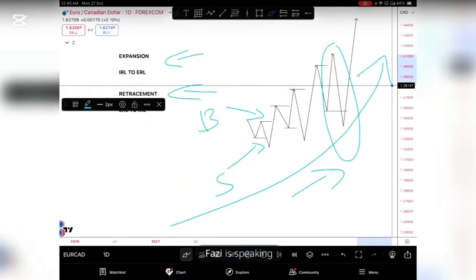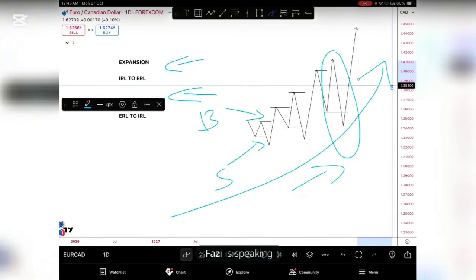We have two types of opportunities: a buying opportunity and a selling opportunity. In a bullish environment, when we are looking for buys, that type of move we call an expansion move, after taking the internal range liquidity. In a bullish environment, when we are looking for sells, that type of move we call a retracement move. That retracement move targets the internal range liquidity, then it makes new higher highs.